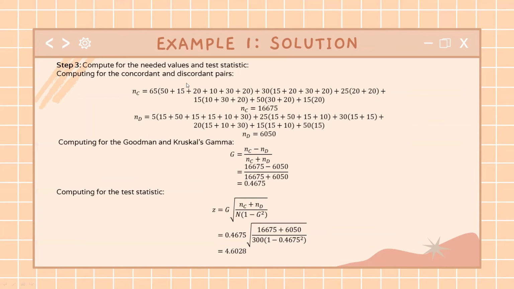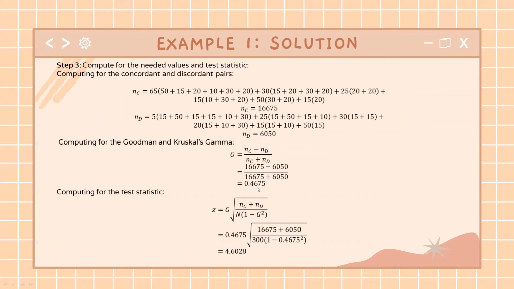Step 3, substitute the values computed. So we got 16,675 for the concordant pairs and 6,050 for the discordant pairs. Next, compute for the Goodman and Kruskal gamma. We just have to plug in the values that we got from the concordant and discordant pairs into the equation of the Goodman and Kruskal gamma.